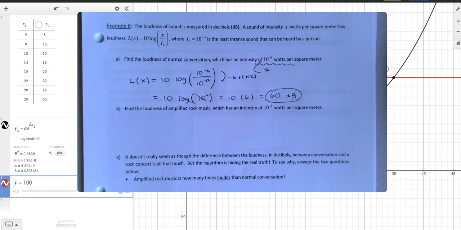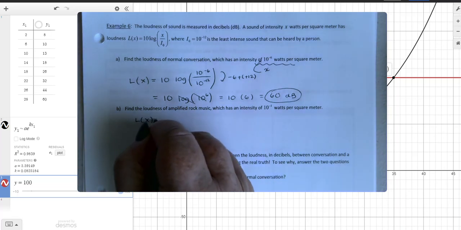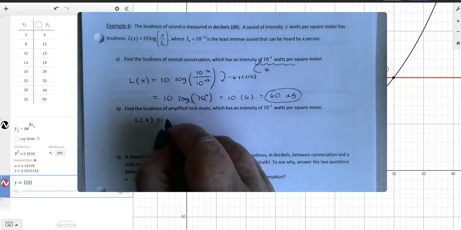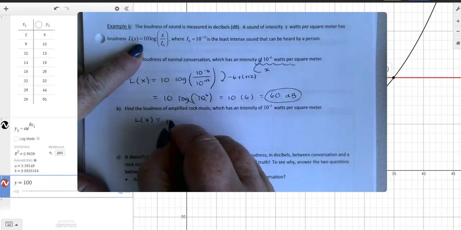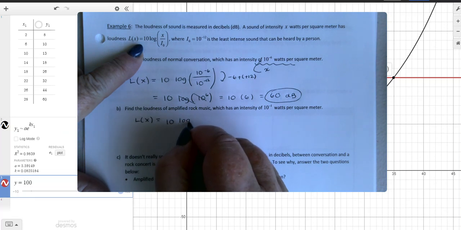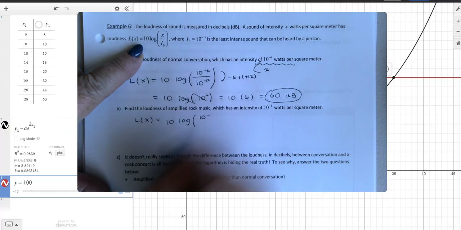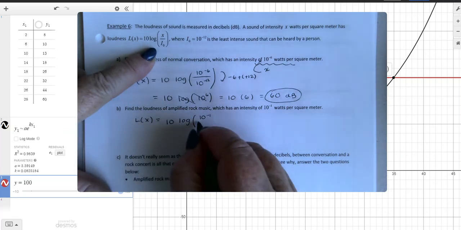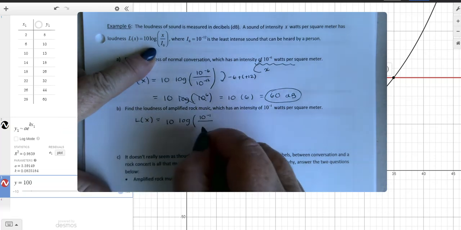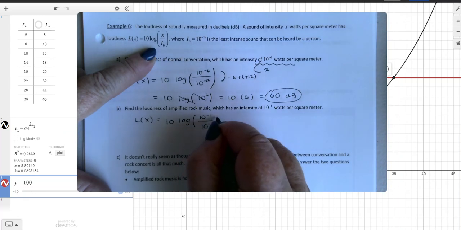All right, part B here. We're going to find another loudness. Amplified rock music. Intensity here is 10 to the negative first watts per square meter. So once again, I want to find L of x, the loudness, and I'm going to use my formula. 10 times the log of my x value, 10 to the negative first, divided by I naught, 10 to the negative 12th.